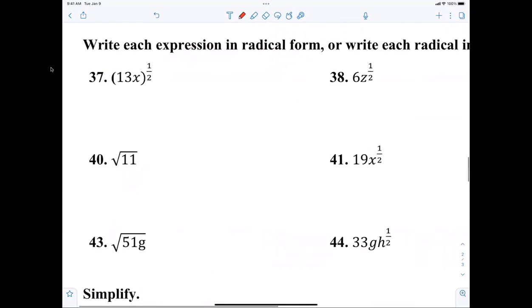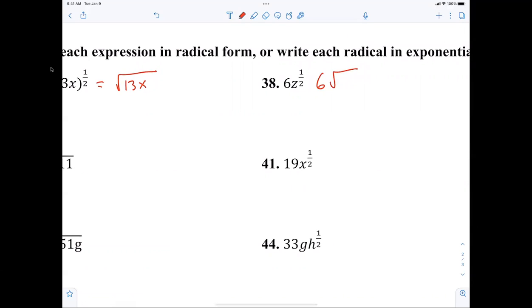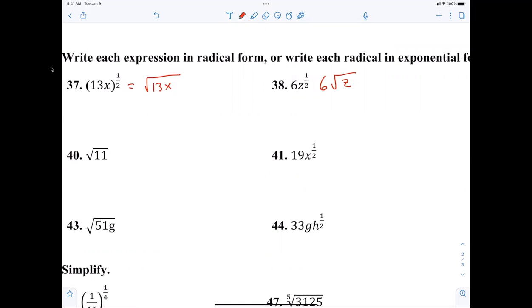All right, back on track. 37. Now we're writing this as a radical. Everybody's looking up on 37. How do I write that? What is this? Is the whole thing to the 1/2 power? That means the whole thing is under the radical. Now look at 38. Is 38 the whole thing under the 1/2? No. So 38 would be 6 square root z. That's the difference. Look at the difference between 37 and 38. Make sure you know that.